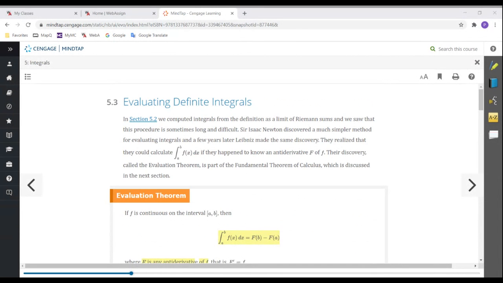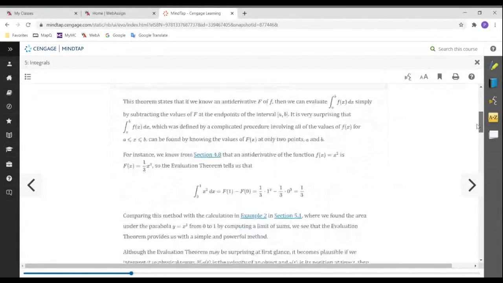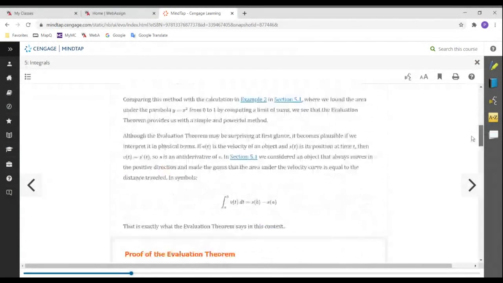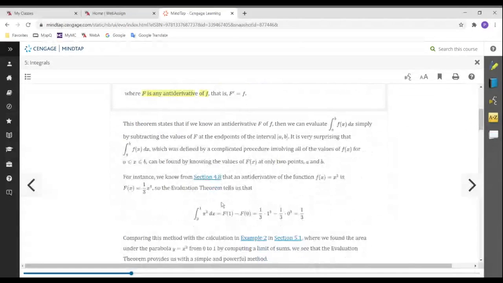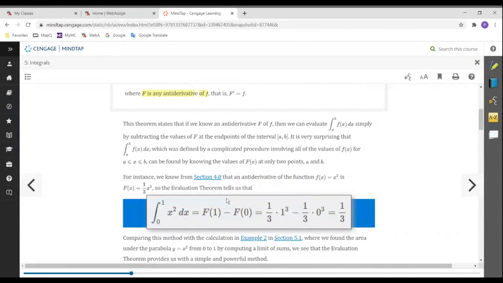Okay, so now how do we prove the evaluation theorem? The proof is actually quite simple. But let me just show you an example of how it works. If you wanted to find the definite integral from 0 to 1 of x squared dx, you could find that using a Riemann sum. But using the evaluation theorem, all you need to do is take the difference of the antiderivatives of that function, x squared, at 1 and 0, and subtract.